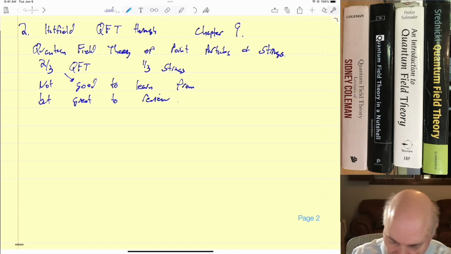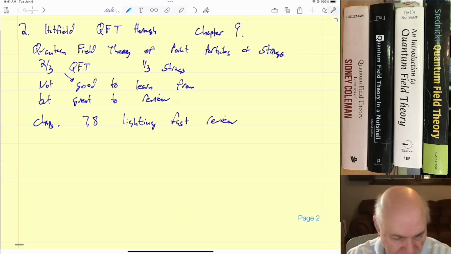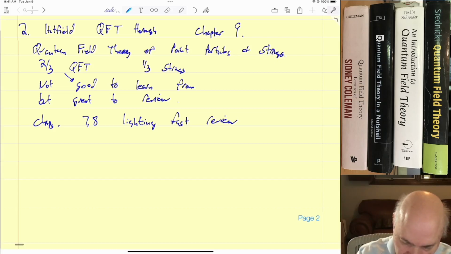And especially in chapters 7 and 8, it's like a lightning fast review. I know that's not spelled right. Okay. Try this. Lightning fast review. And the thing I like, it really reminds you of all this stuff. Like he sort of follows in this part of the book.